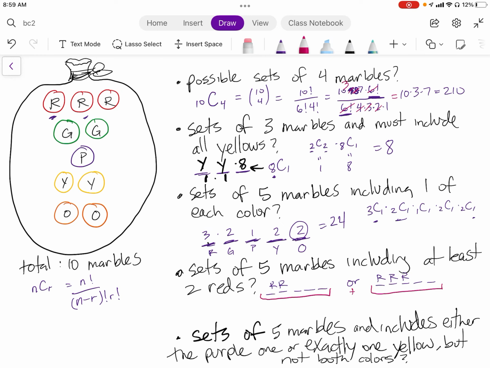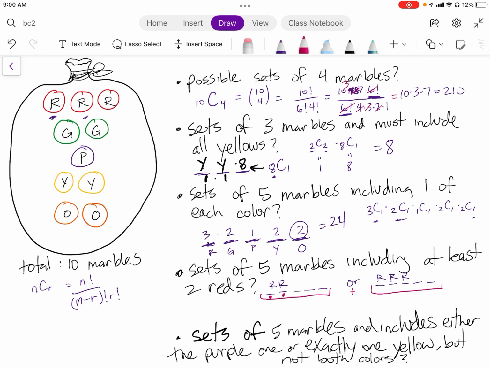So add all the possible sets you could create using the 3 marbles. All right. Now, beyond that, in this first option here, there are 3 reds to choose from, and I'm only choosing 2 of them. So we have to create a combination to fill those 2 in.